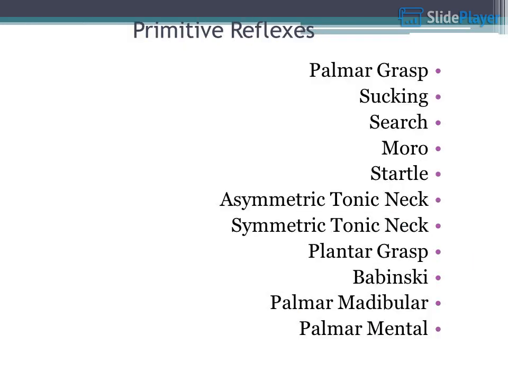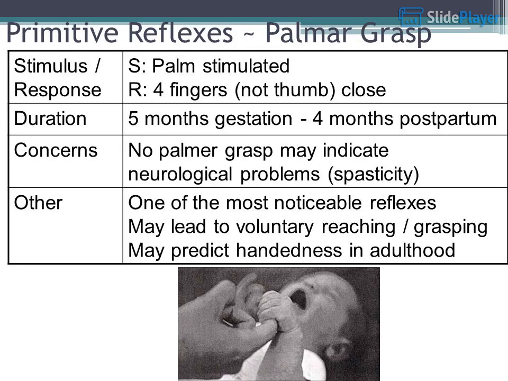Primitive reflexes: palmar grasp, sucking, search, Moro, startle, asymmetric tonic neck, symmetric tonic neck, plantar grasp, Babinski, palmar mandibular, palmar mental. Primitive reflexes: palmar grasp.